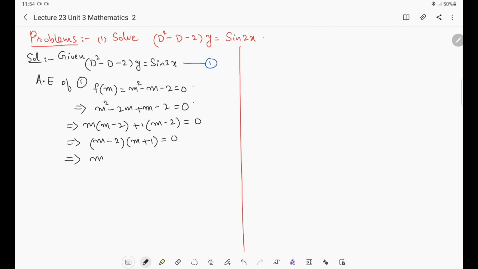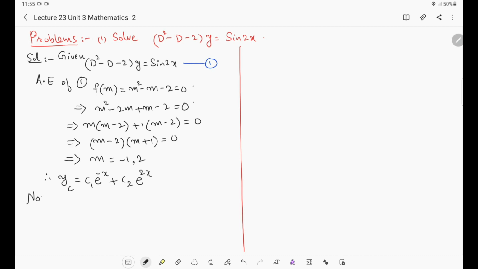Then what will be the roots from this? The roots are minus 1, 2. If the roots of the auxiliary equation are real and distinct, then the complementary function for the given differential equation is given by yc equals c1 e power m1 x, that is e power minus x, plus c2 e power second root x. The second root m2 is 2, so c2 e power 2x. This is the complementary function we got.